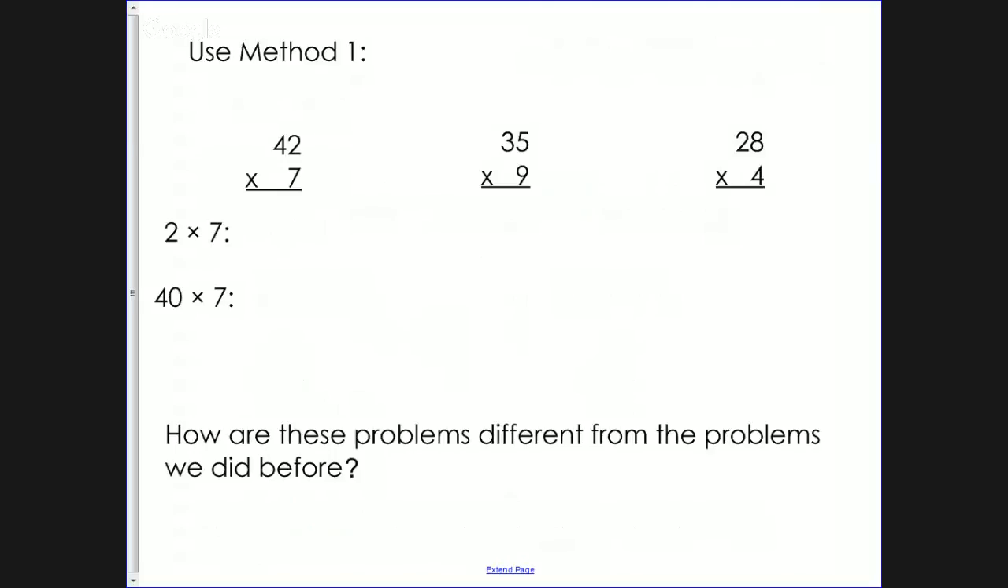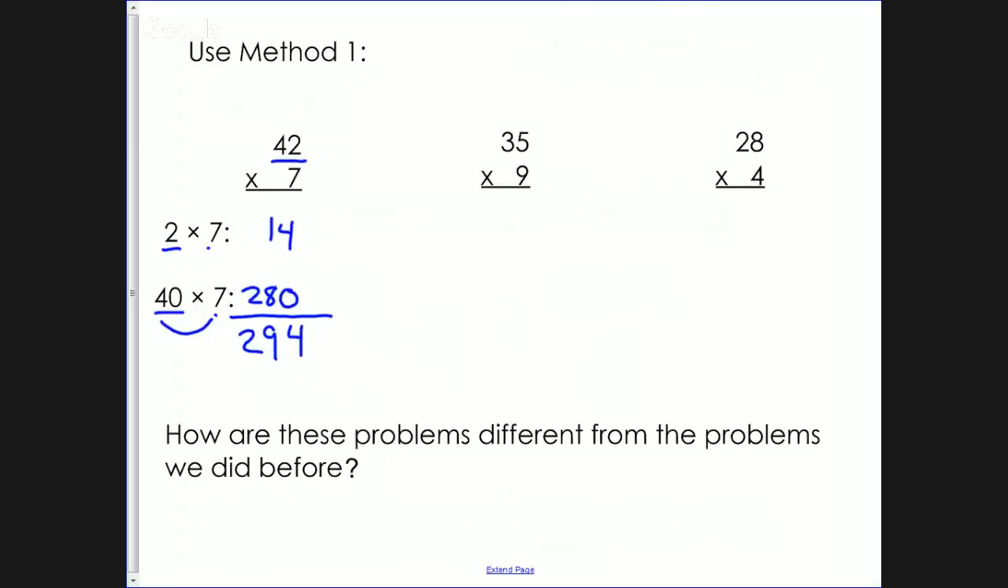So we can use method 1, which is to break the question apart. So here we have 42 broken into 2 and 40, and then both of those multiplied by 7. So 2 times 7 is 14, and 40 times 7, or 4 times 7, is 28, plus the 0 added on is 280. And then we add those together, and we get 4. 8 plus 1 is 9, and then 2.